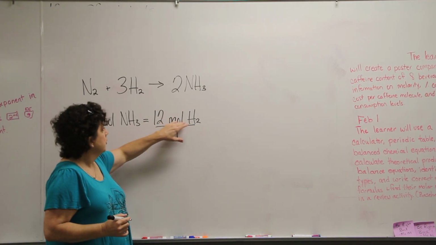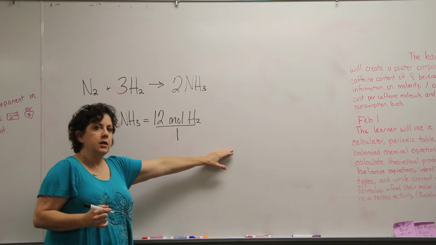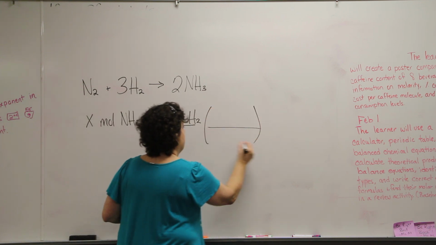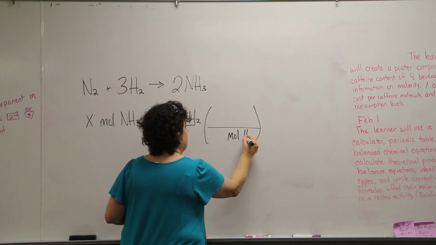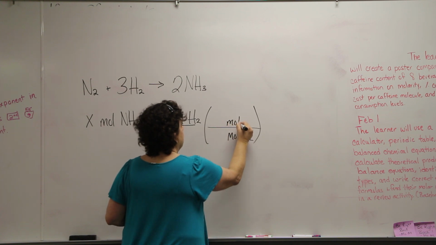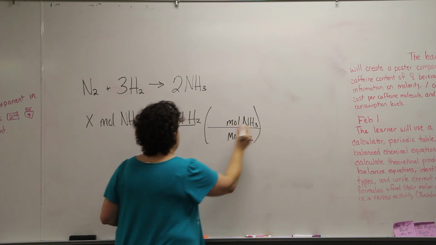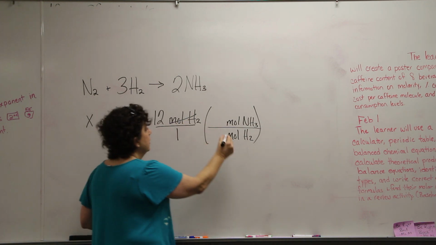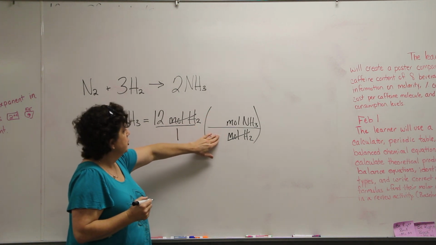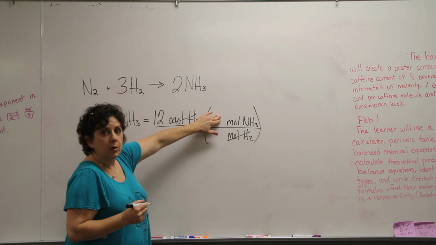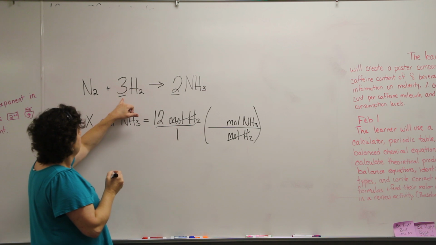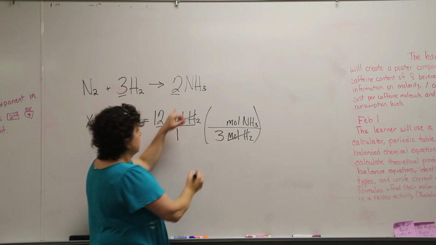If we want to get rid of moles of hydrogen, we can open up some parentheses and put that unit, the entire unit, moles of hydrogen, in the denominator. And now we can go to moles of ammonia, which is what we're looking for. So moles of hydrogen in the numerator cancel with moles of hydrogen in the denominator. What numbers do we put here? Well, the ratio of moles of hydrogen to moles of ammonia is going to be the coefficients from our balanced equation. So we have 3 moles of hydrogen to every 2 moles of ammonia.